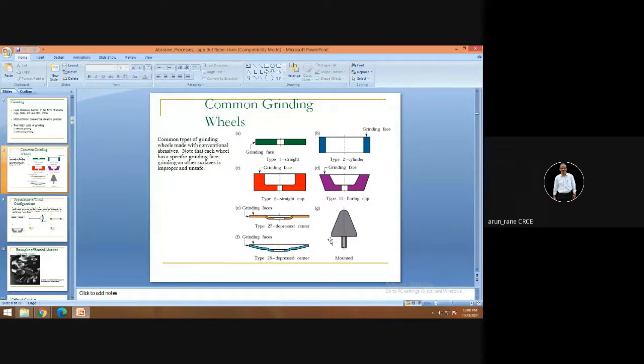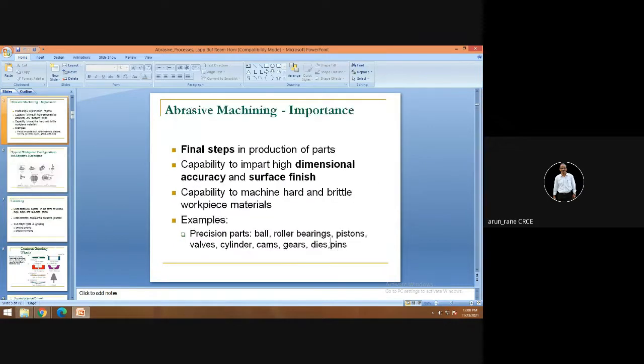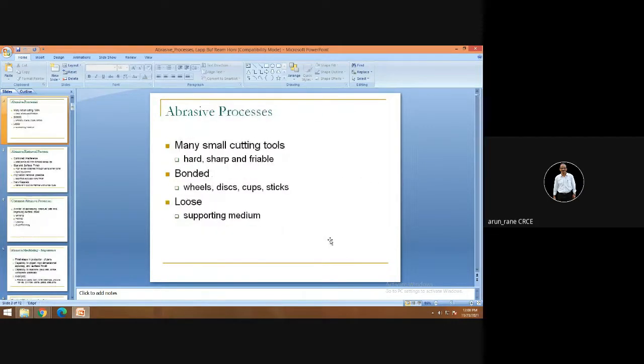So we will see various finishing processes, and out of these, from the examination point of view, the grinding process is very, very, very important.